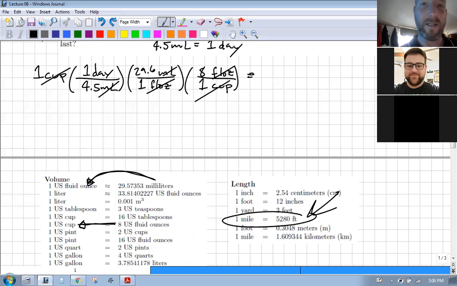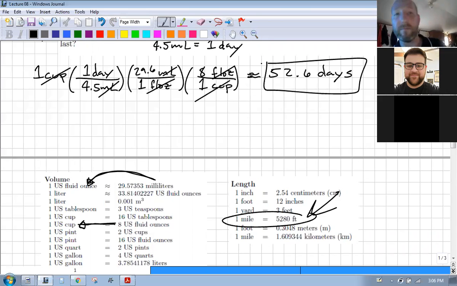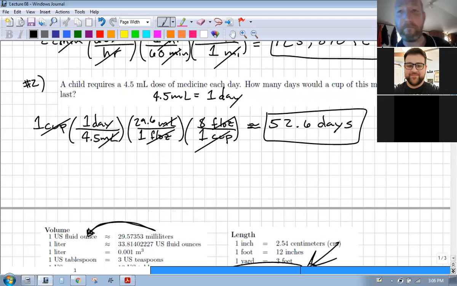Well, this is an approximation, right? Because this is an approximation here. So 52.6 days. Any questions about that? Just converting units here.